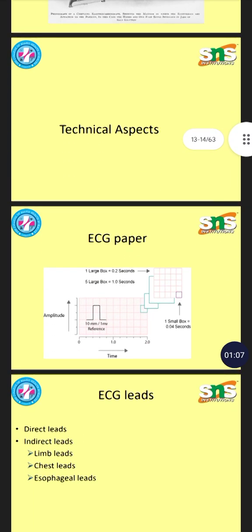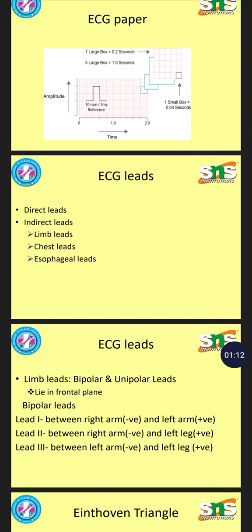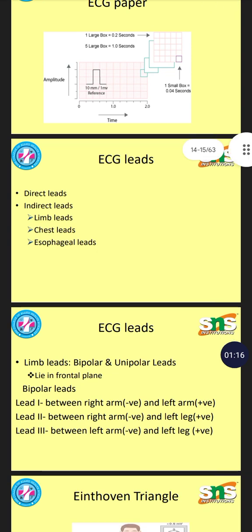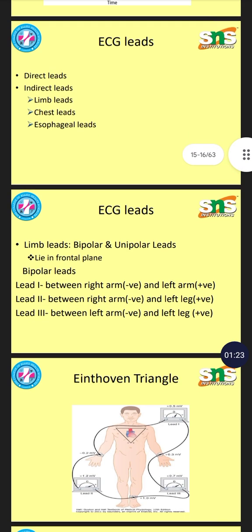Technical aspects. ECG leads. Direct leads and indirect leads. Indirect leads have three types: limb leads, chest leads, and esophageal leads. ECG leads. Limb leads, bipolar leads, and unipolar leads. Lies in frontal plane. Bipolar leads.